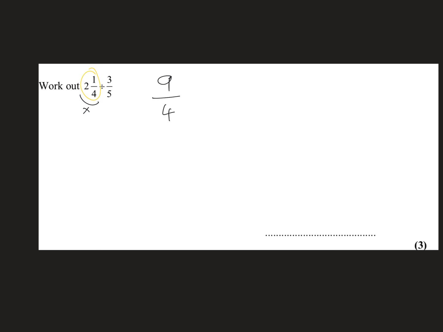So we're going to keep that there as it is. We're now going to change our divide to a multiply. And then we're going to flip our second fraction. So that's going to be 5/3. Multiply across the top. 9 times by 5 is 45. And 4 times by 3 is 12.